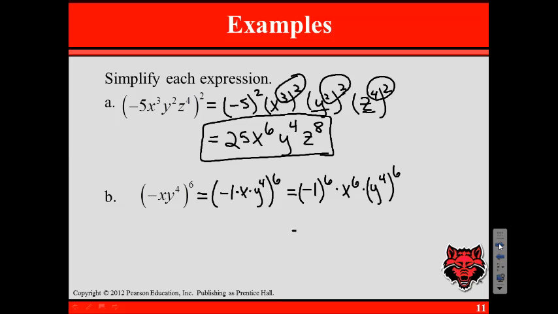Now once you evaluate this number, -1 to the 6th power, or -1 times itself 6 times, that will become a +1. X to the 6th won't change. Y to the 4th raised to the 6th power, we have one base with multiple exponents, so we multiply. And that becomes y to the 24th. We can rewrite this as x to the 6th, y to the 24th.